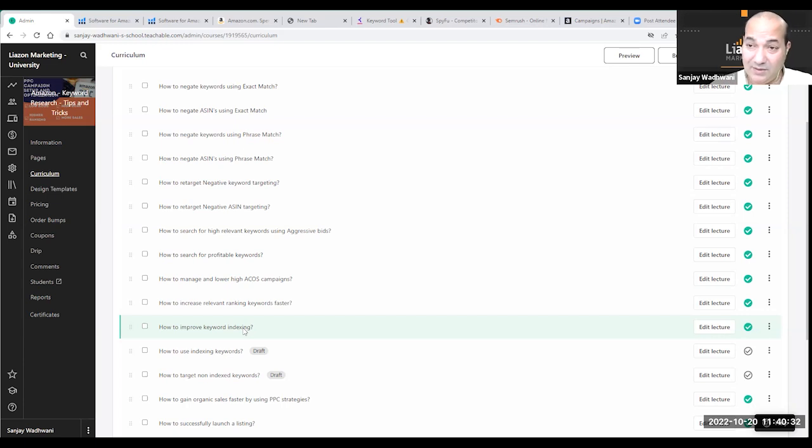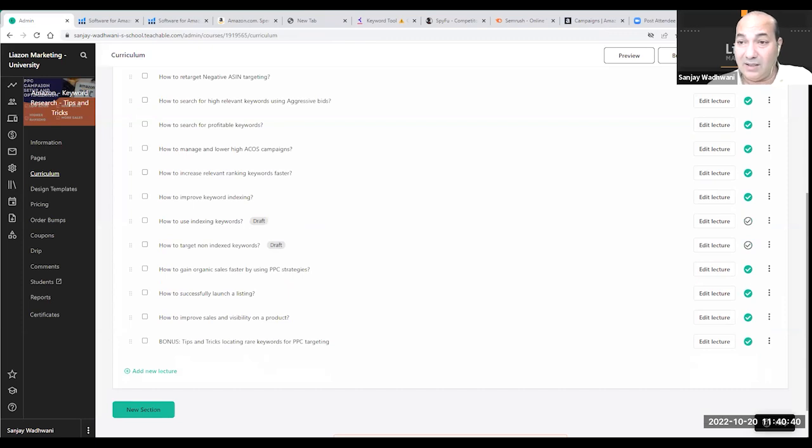So these are things you need to learn. How to use indexed keywords, how to target non-indexed keywords. So something that is not ranking, where you're not converting, that's what makes your PPC go extremely high. How do you target such keywords? And how do you make profitable results? How do you achieve profitable results from it? Highly, highly important to understand that.